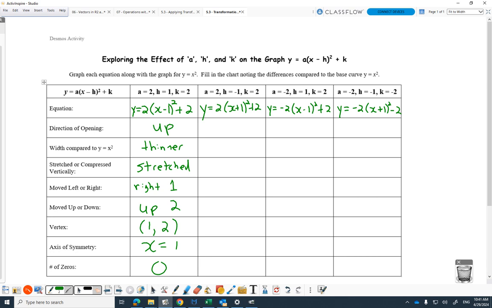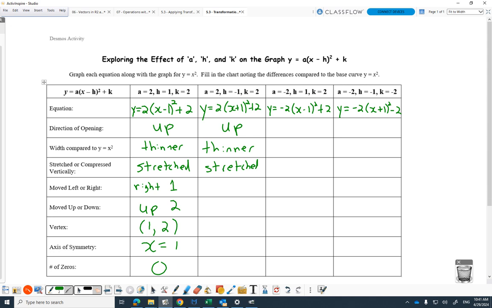Direction of opening of the second one? Up. It still was thinner. Its width was thinner because it was stretched upwards. Don't let those words confuse you. I know that is confusing, but all we're saying is the elastic band thing. When you stretch something up, it'll look thinner in this situation.